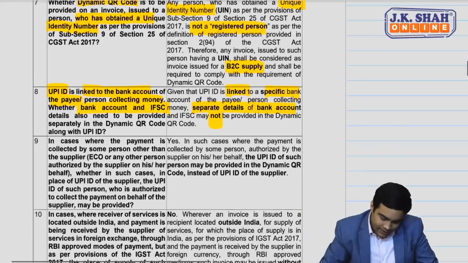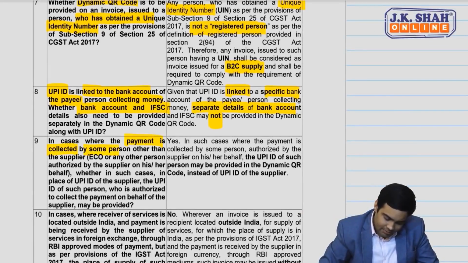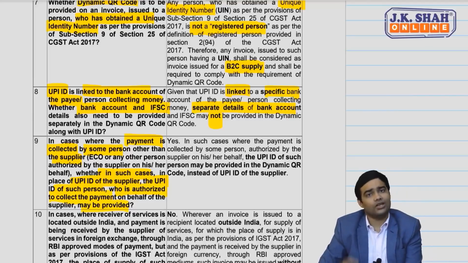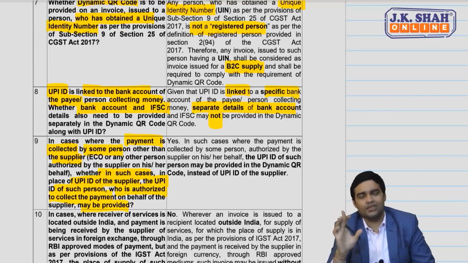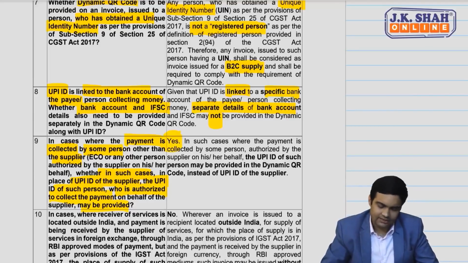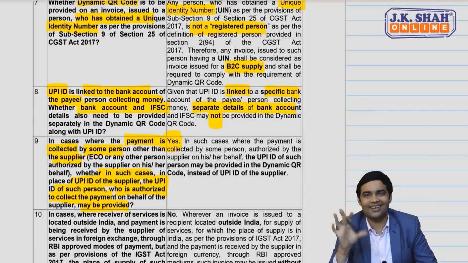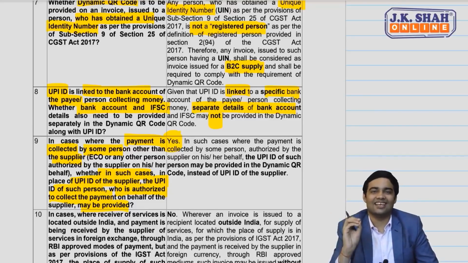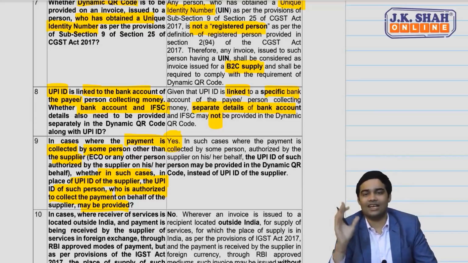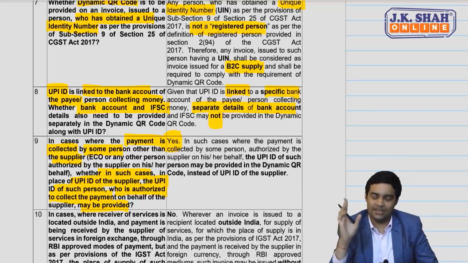Okay. In case payment is collected by some person other than the supplier, whether in such cases the UPI ID of such person who is authorized to collect payment may be provided. So, will the ECO's UPI ID be sufficient? CBIC said yes. If you mention one UPI ID, that's sufficient. It is sufficient for compliance with the dynamic QR code requirement.